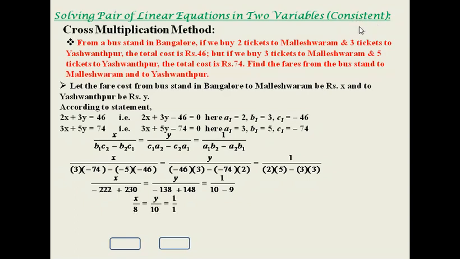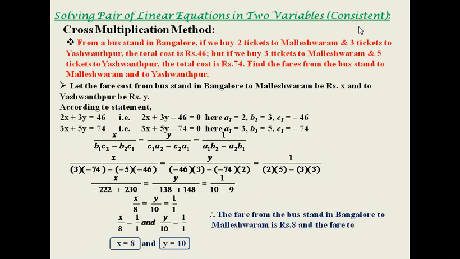x by 8 is equal to y by 10 is equal to 1 by 1. x by 8 is equal to 1 by 1 and y by 10 is equal to 1 by 1, which means x is equal to 8 and y is equal to 10. The fare from the bus stand in Bangalore to Malleshwaram is rupees 8 and the fare to Yeshwanthpur is rupees 10. Let us take one more problem.